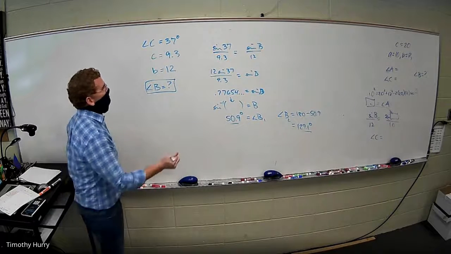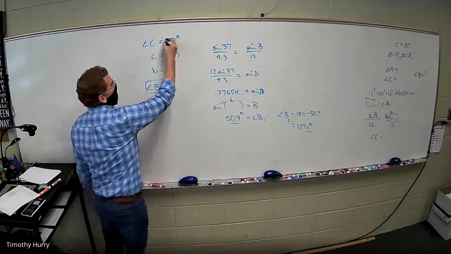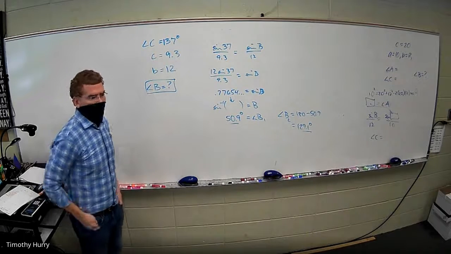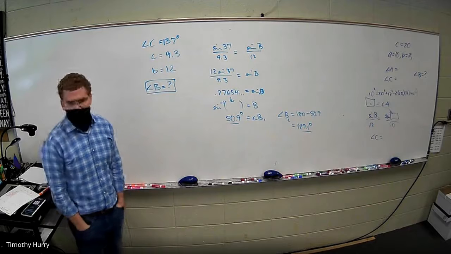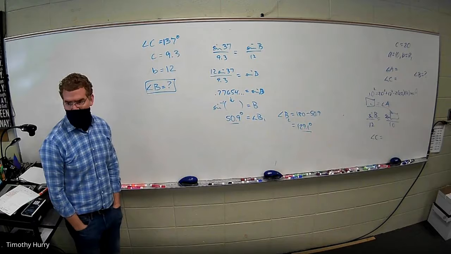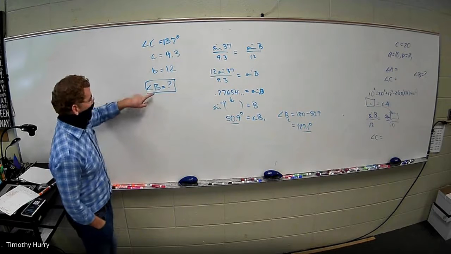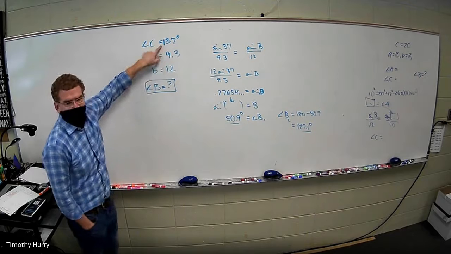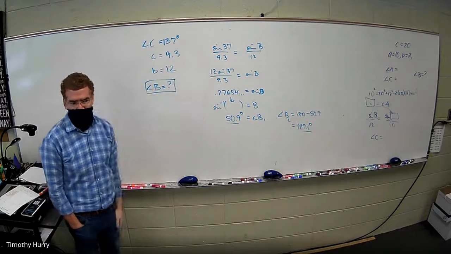What if I do this? 137 degrees. Now what? D and E. Why? If side B is bigger than C, then angle B has to be bigger than angle C, but that would give you two obtuses, which is impossible in a triangle.